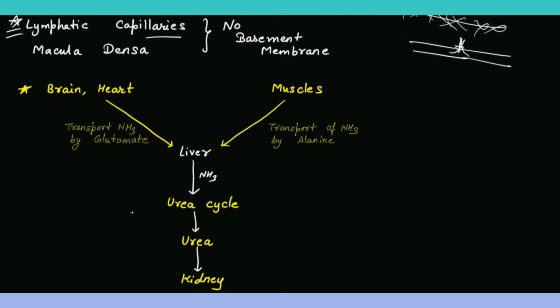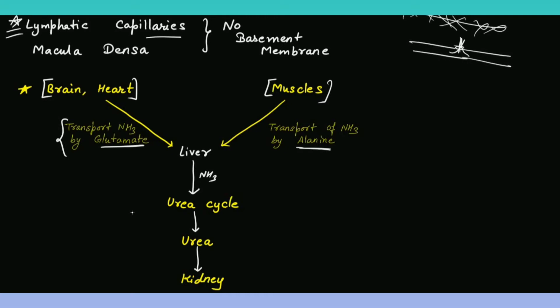Okay, next we do ureagenesis or ammonification. In the brain, heart and muscles we have ammonia, and ammonia is very toxic; it can be injurious to health, so it must be removed. For the removal we have glutamate and alanine, our best friends.